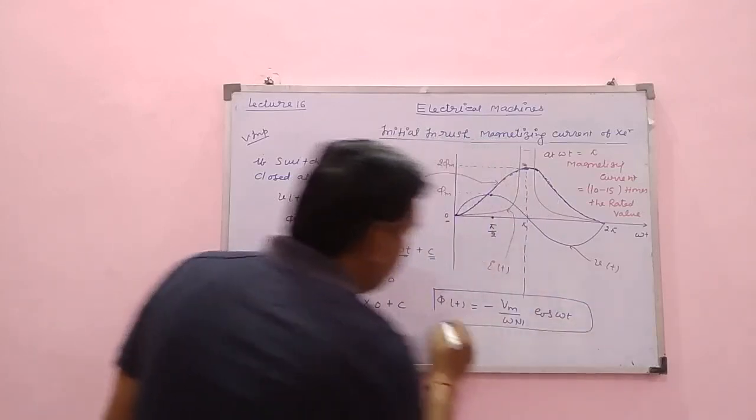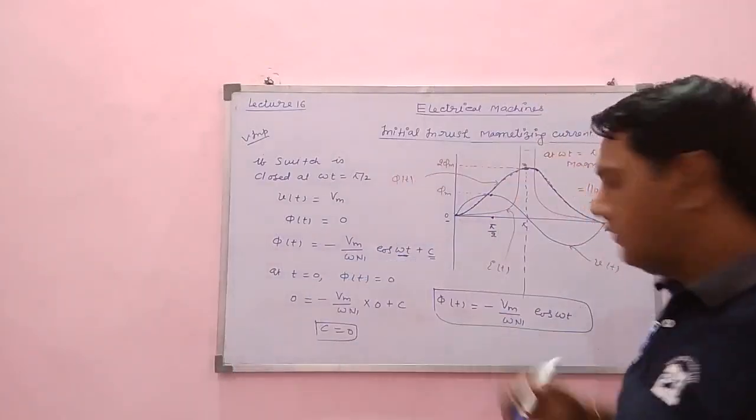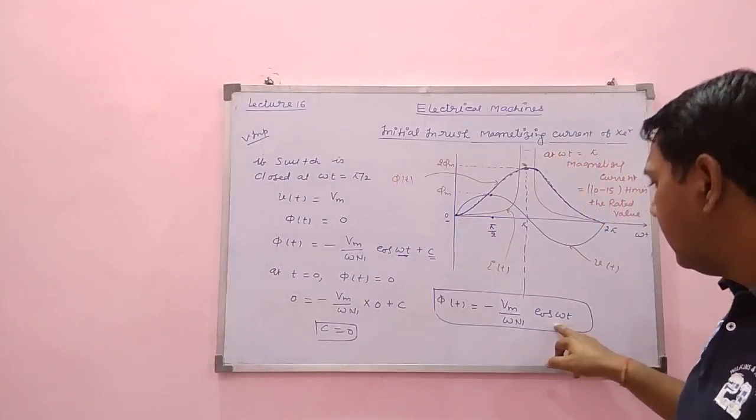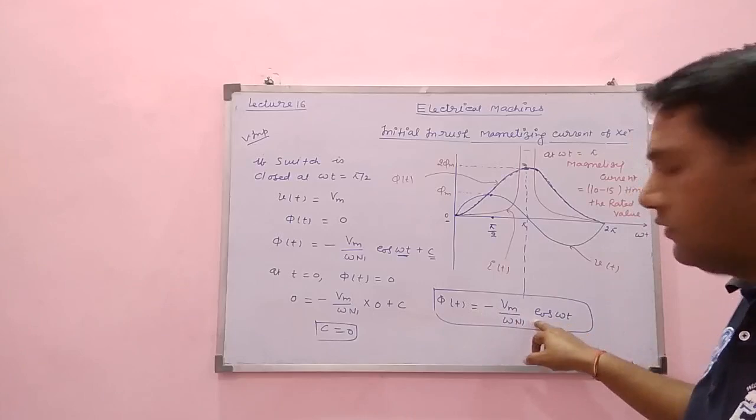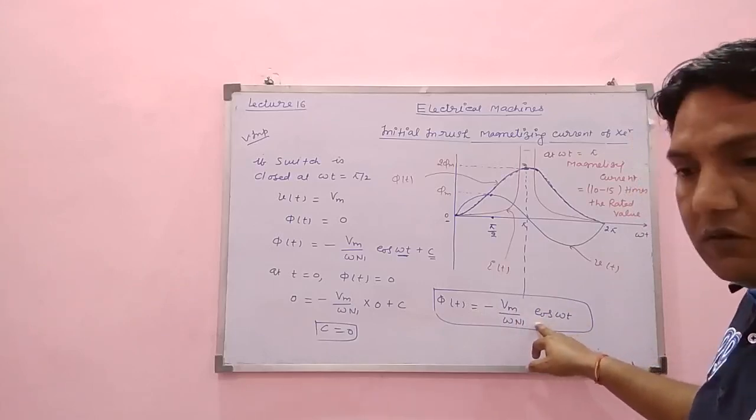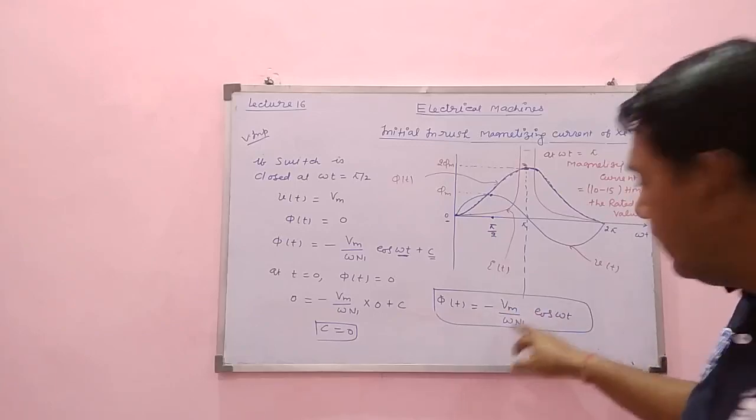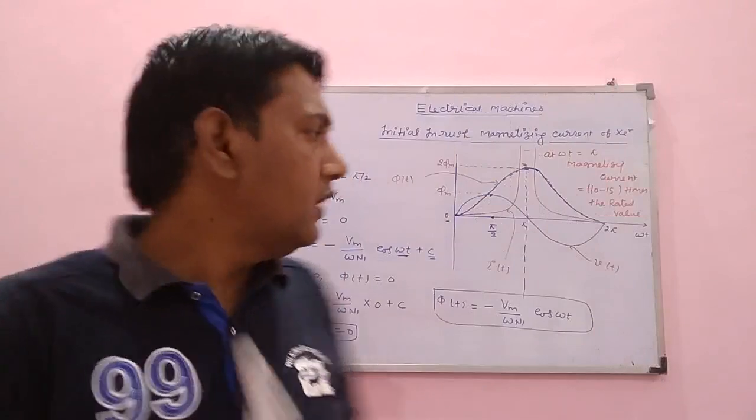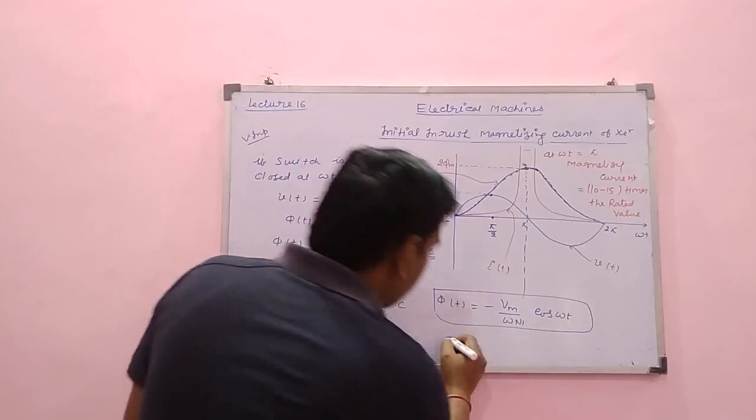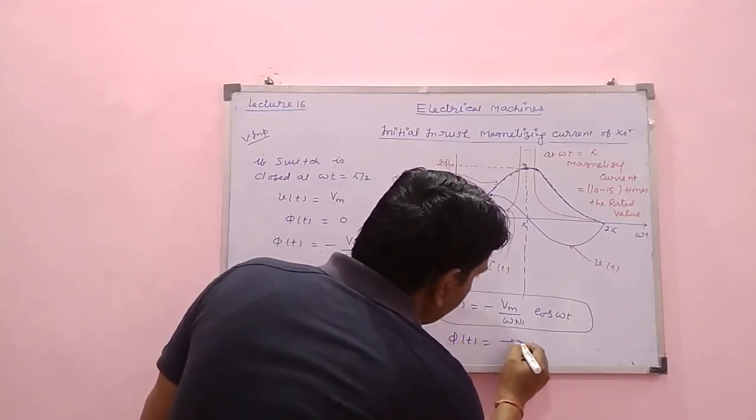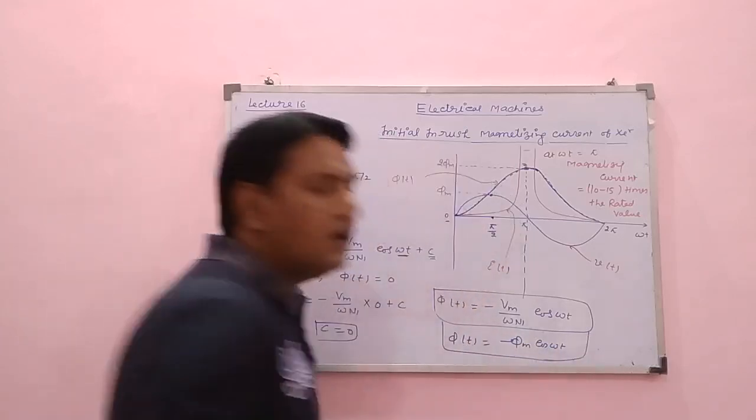So in that case, we will not get double of the maximum flux at any stage. You can check here, for omega t is equal to 0, the flux is maximum. For omega t is equal to 90, the flux is 0. For omega t is equal to 270 or 180, the flux is maximum. So at any angle you will not get double of the maximum value. So here phi of t is equal to minus phi m cos omega t. In this way we can minimize the doubling effect.